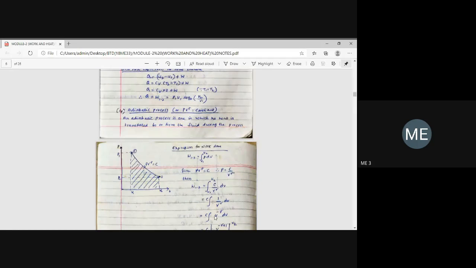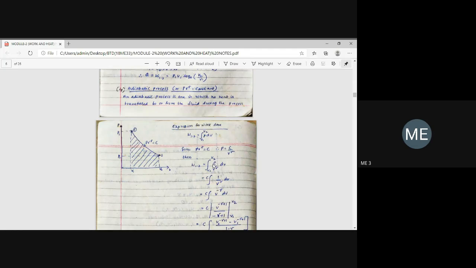Okay. Next, the amount of heat transfer and the amount of work done are same in case of isothermal process. Okay. Next, we are having the adiabatic process, the fourth process. What is adiabatic process? Adiabatic process is one in which there is no heat transfer between system and surroundings, and it follows the law PV raised to gamma equals to constant. Gamma is the ratio of specific heats.